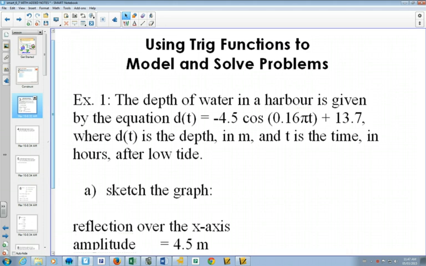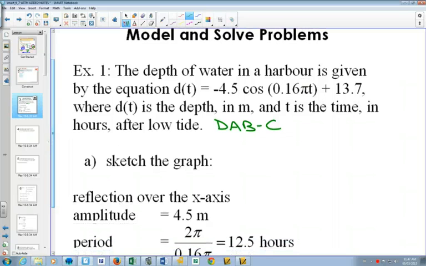So if that's the case, we're going to think about DAB-C. We're going to look at what it would look like. We graph it first without the transformation and then add the transformation afterwards. However, in this case, can you see that C is equal to 0? There's no shift left or right. So we won't even have to do that dotted line and then shift it afterwards because our starting point will start normally. Our center line is 13.7.